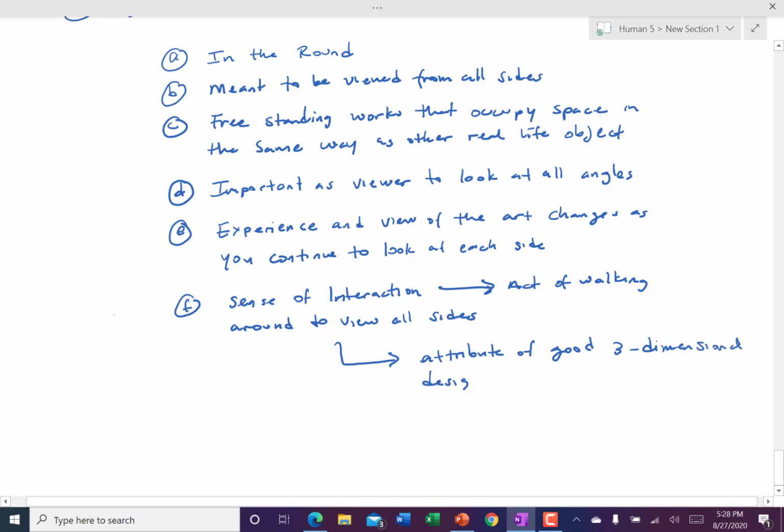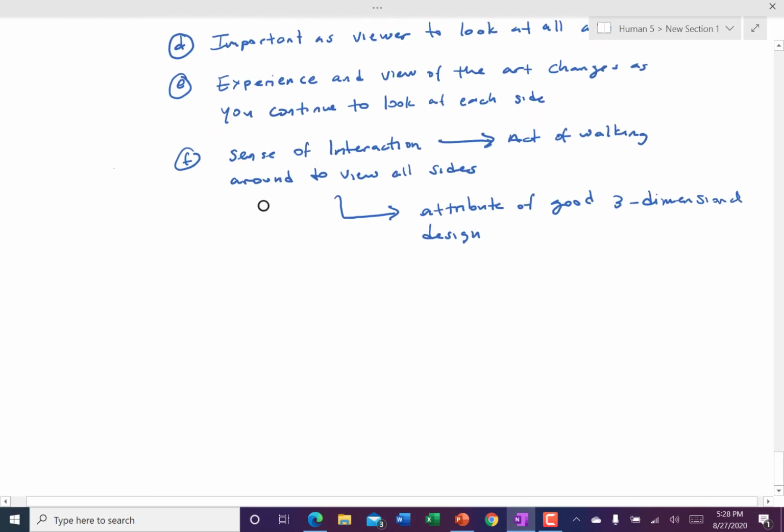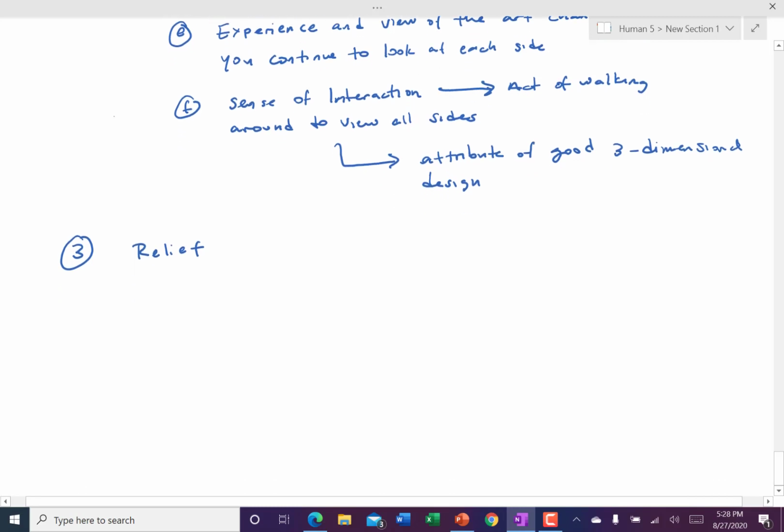You can have sculptures and forms where the back is plain and doesn't look done. That could be on purpose, or it could just be because they focus on one side. Really good three-dimensional design is 360 degrees where everything matters. Okay, and we're going to look at that. Keep that in mind. Then you have relief, which is the other type of sculpture.